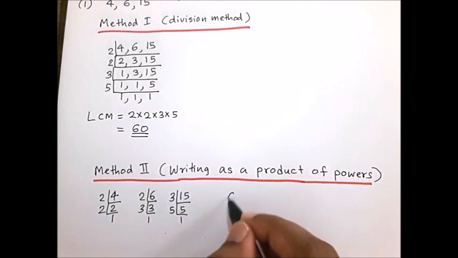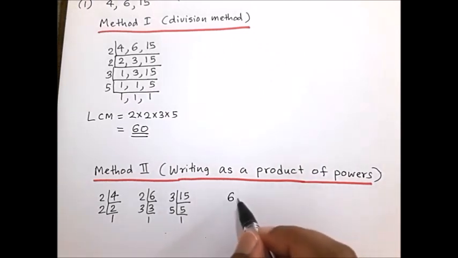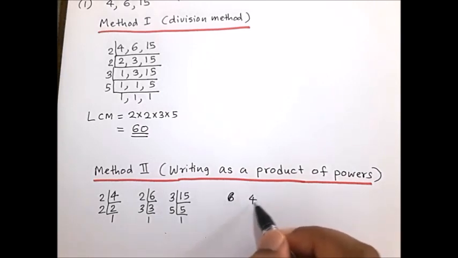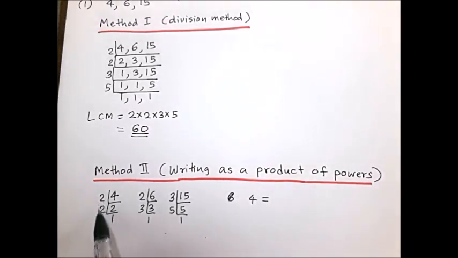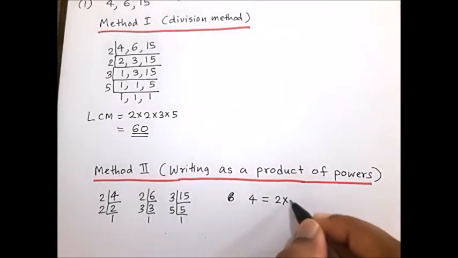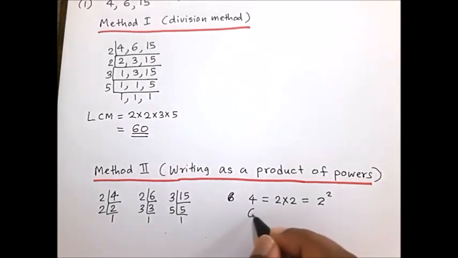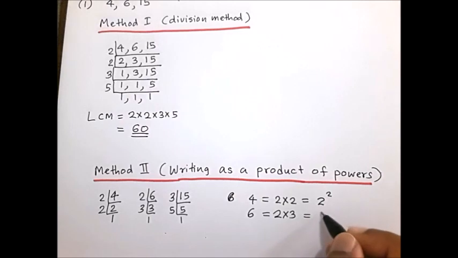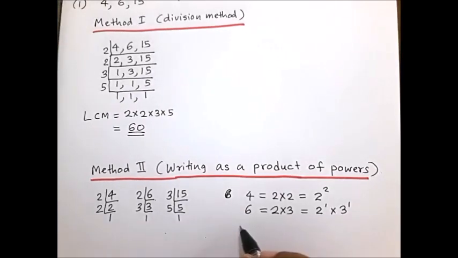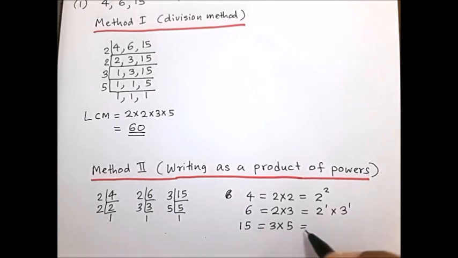Then write these numbers as a product of prime numbers. First one is 4. 4 equals 2 multiplied by 2. Then write this in index form. It is 2 to the power 2. 6 equals 2 multiplied by 3. You can write this in index form, 2 to the power 1 and 3 to the power 1. 15 equals 3 multiplied by 5. In index form, it is 3 to the power 1 and 5 to the power 1.